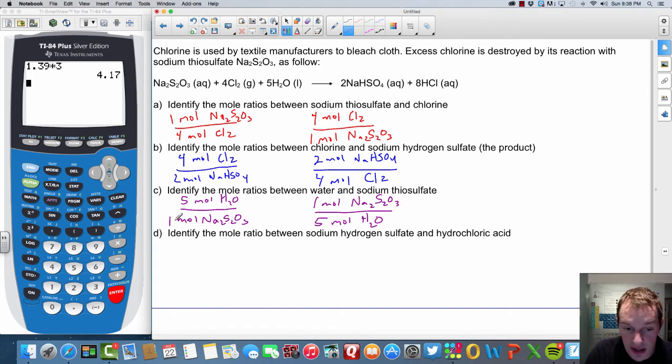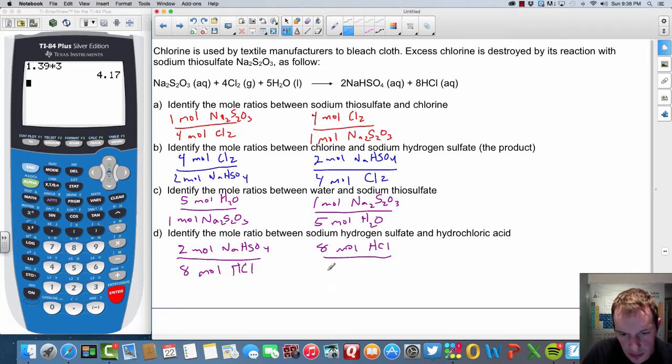And then finally, the mole ratio between sodium hydrogen sulfate and hydrochloric acid. Okay, for every 2 moles of sodium hydrogen sulfate, NaHSO4, you're going to have 8 moles of HCl. Okay, but also for every 8 moles of HCl, you're going to get 2 moles of NaHSO4.